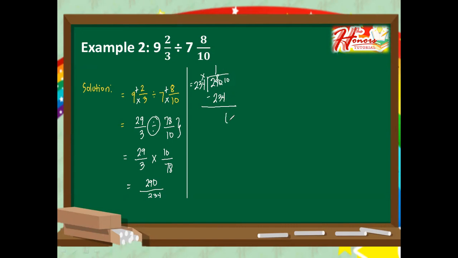10 minus 4, that's 6. 8 minus 3, that is 5. 2 minus 2 is 0. So therefore we have here 56 as our remainder. So let's change this now into a mixed number.